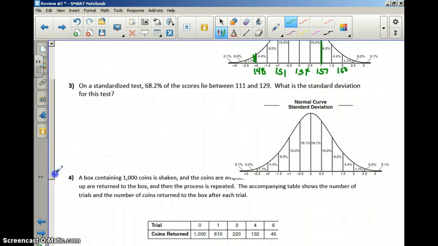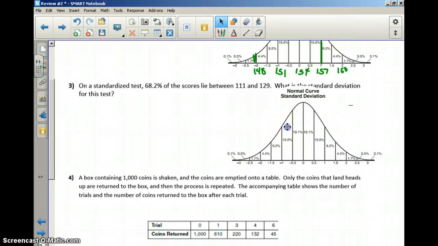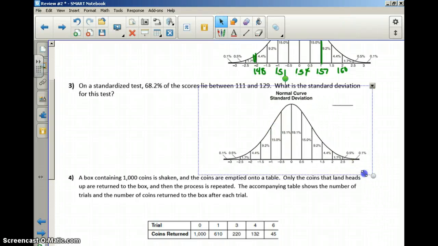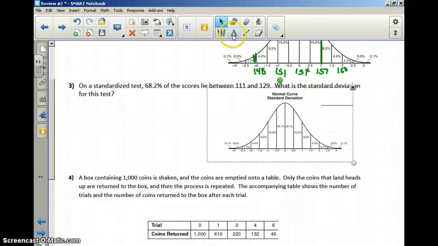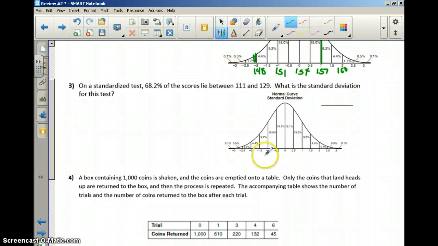Now the next one says that 68.2% of the scores lie between 111 and 129. So now I've got to figure out, where am I if 68.2% are between 111 and 129? That's going to be 1 standard deviation each way. So I'm just going to move this up so I don't cover up the next problem. So that's going to put me here, 111 at the -1, and 129 here.